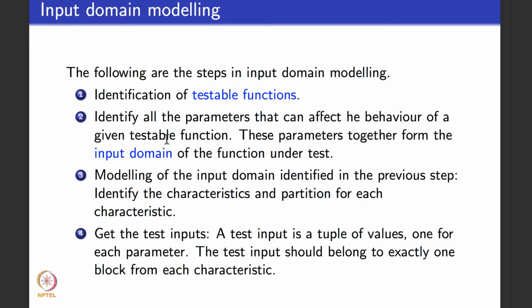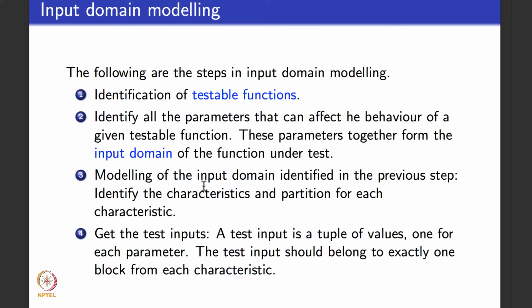The second step is to identify all the parameters that can affect the behavior of a testable function. For example, if you remember in the previous lecture, that particular function f was called only when x was greater than 20. And that property was very important. I called it testing the function in context. That's what this step is talking about. Once you identify all the parameters, these parameters put together constitute the input domain of the function that is being tested. Now, once I have the input domain, I have to be able to model it.